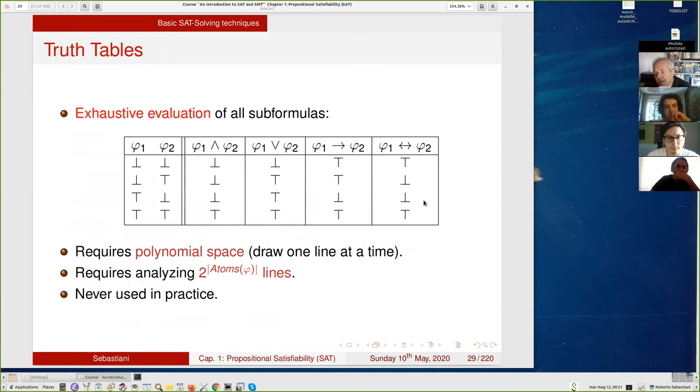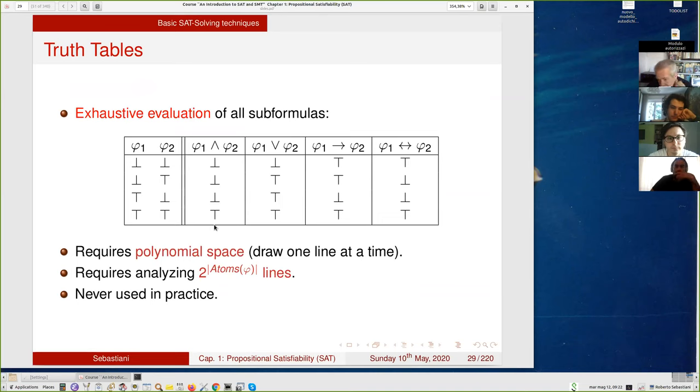Okay, so the first obvious way of solving a formula is an exhaustive evaluation of all subformulas for all total candidate assignments. Substantially, you can take one total truth assignment at a time. Remember, there are 2 to the n of them, and then exhaustively evaluate progressively all subformulas until you get either true or false. And then you go ahead until you find one which makes the formula true, or you exhaust all the total truth assignments. Well, this requires polynomial space, because an evaluation requires polynomial space. So you need to keep only one truth assignment at a time, and the evaluation requires polynomial space.